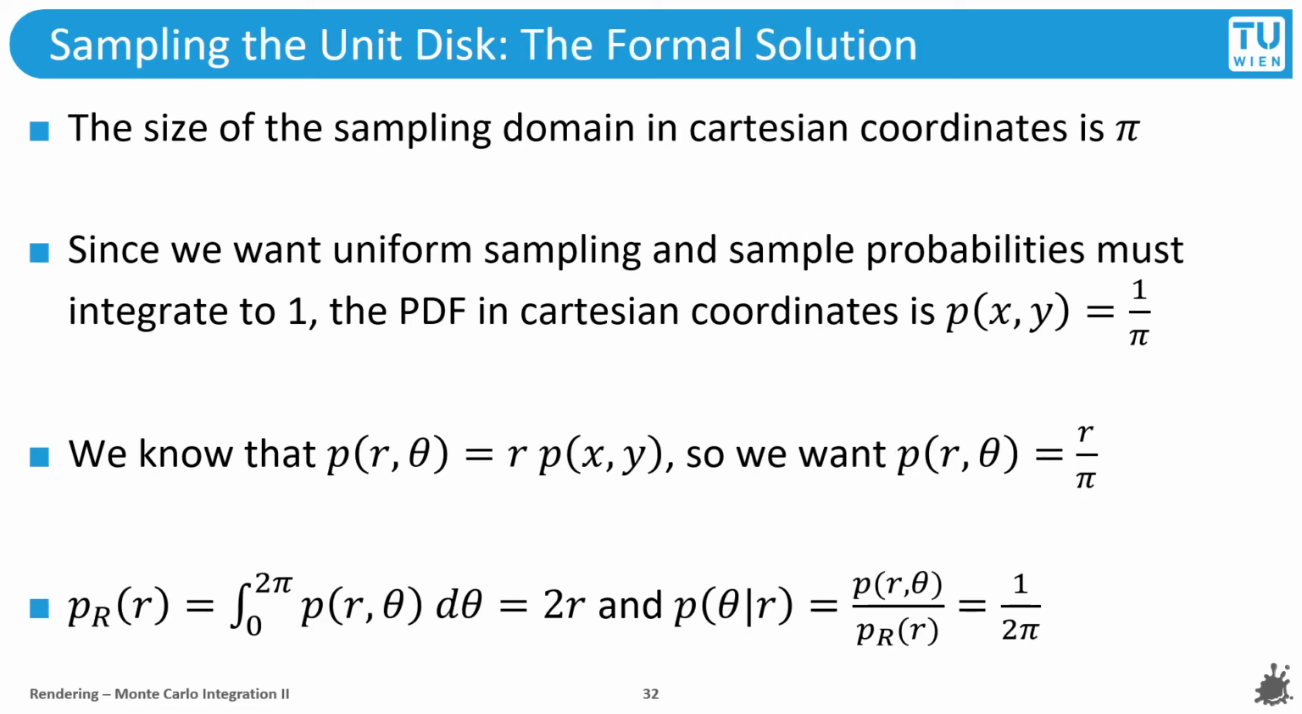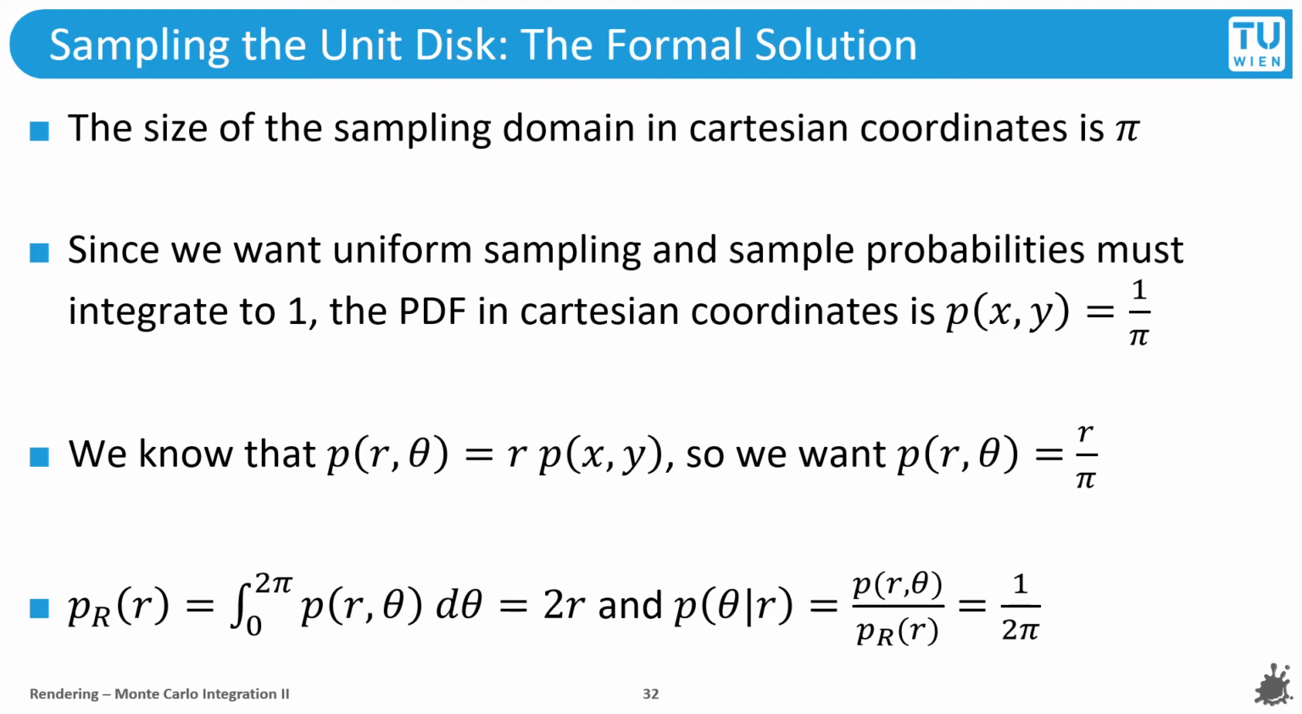Okay, finally, let's apply all that we have learned and find a formal solution for uniformly sampling the unit disk. Now that we know all the steps, this will be really quick. We know that the sampling domain has a total area of pi, and we know that the PDF must integrate to 1 over the sampling domain. So we know that the density for any 2D point in Cartesian coordinates should be 1 over pi. We also know from before that if we want a certain PDF in Cartesian coordinates, we must multiply by r to get the corresponding PDF in polar coordinates. So we should use the PDF r over pi in polar coordinates for a uniform PDF in Cartesian coordinates.